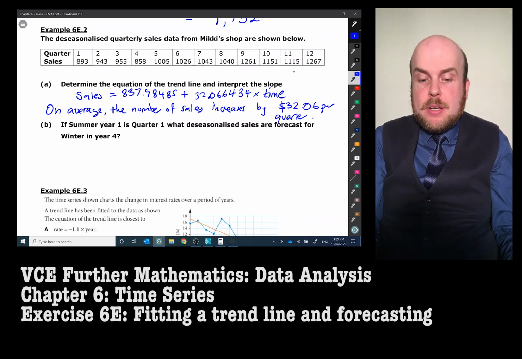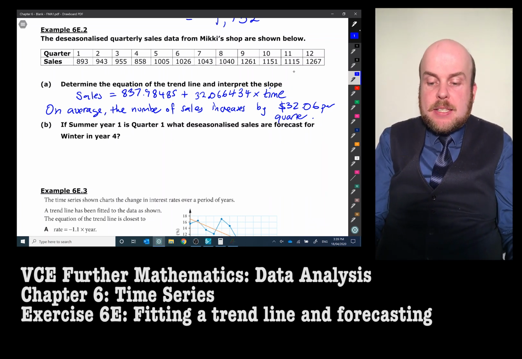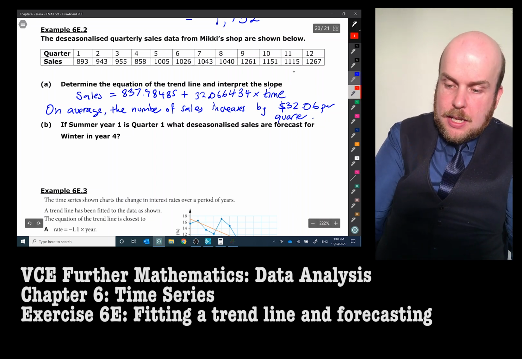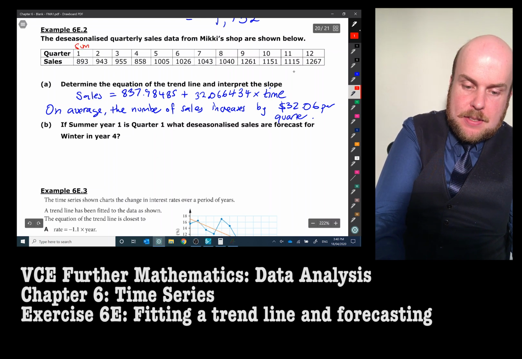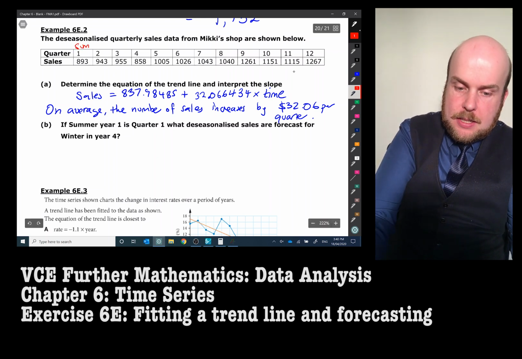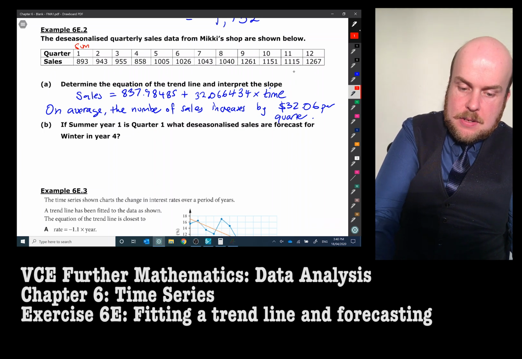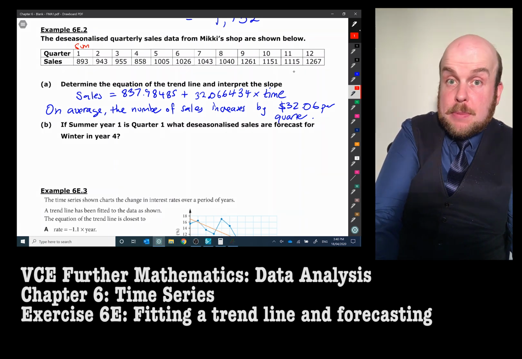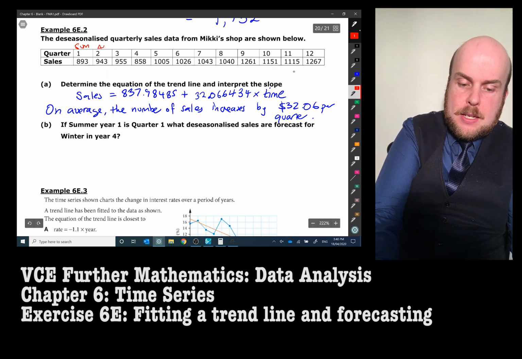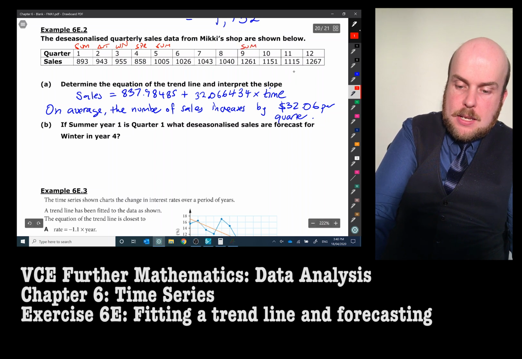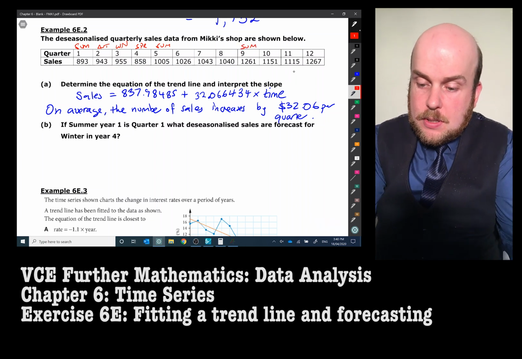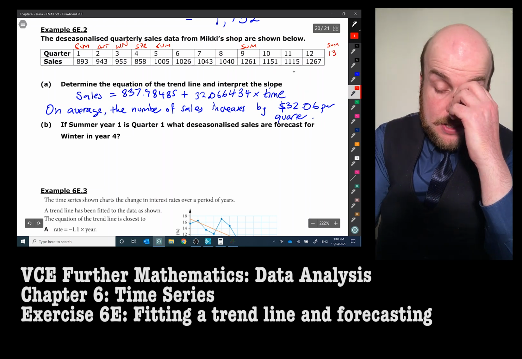If summer year 1 is quarter 1, what deseasonalized sales are forecast for winter in year 4? So this is where we need to make sure we know our seasons and the order. So that's going to be summer, and that's going to be every one. So summer, so what comes after summer? So that's going to be autumn, then it's winter, then spring. So 1, 2, 3, 4, 5. So this is summer again. 1, 2, 3, 4. Summer again. 1, 2, 3, 4. So summer again would be 13.